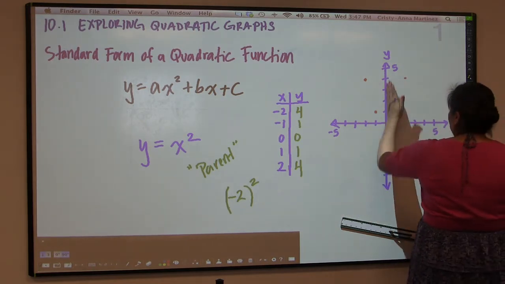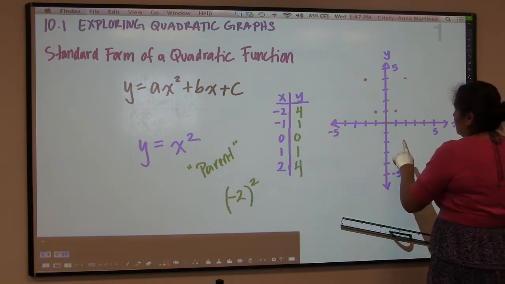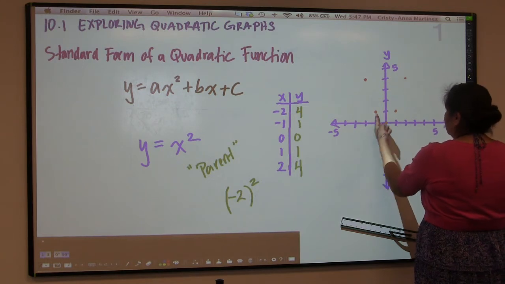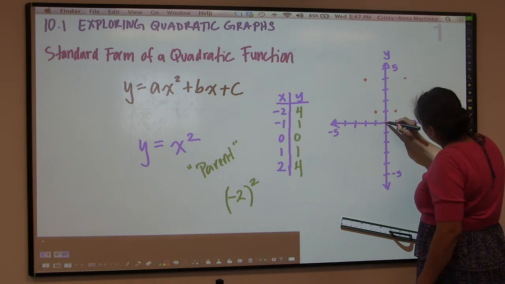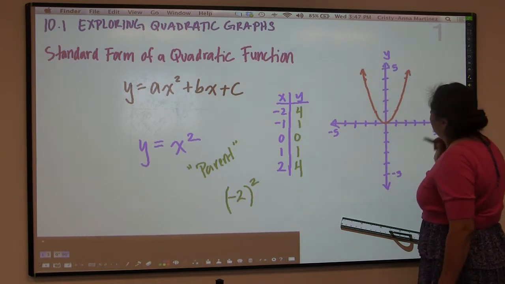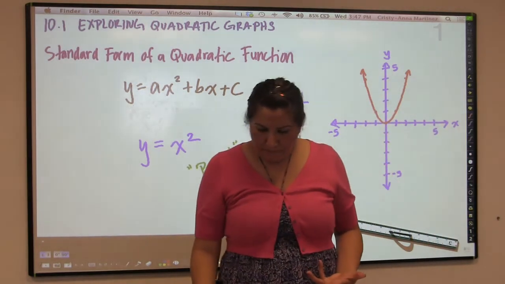If we think of the y-axis as like the middle of the graph, then you'll notice that whatever's on the right-hand side is also on the left-hand side. So this point here is mirrored there. And this is what my graph looks like. I connect it with a smooth curve. And this is what a typical parabola looks like.